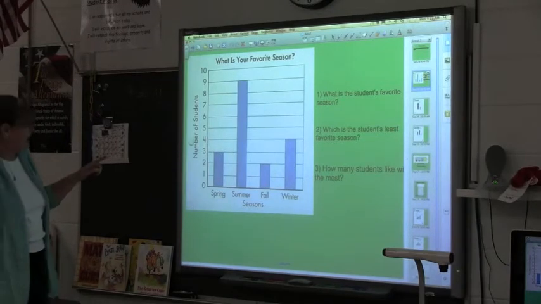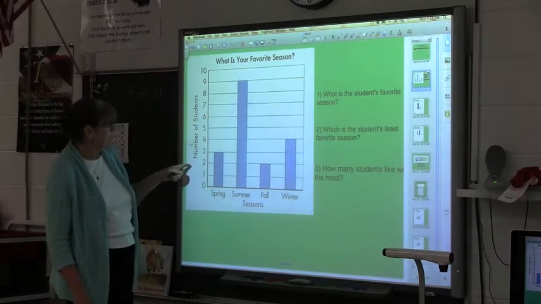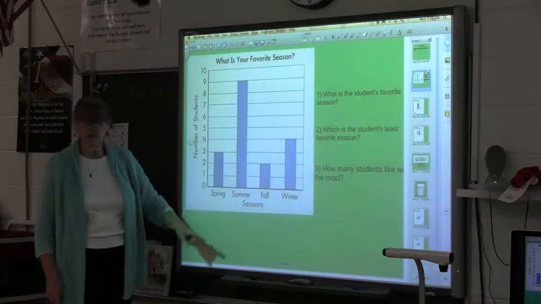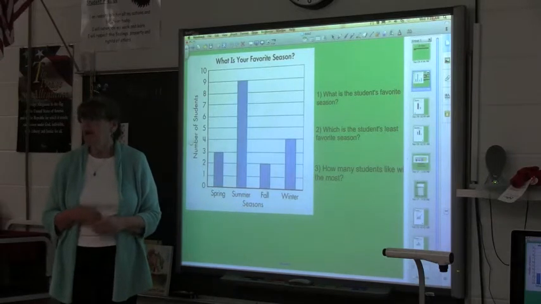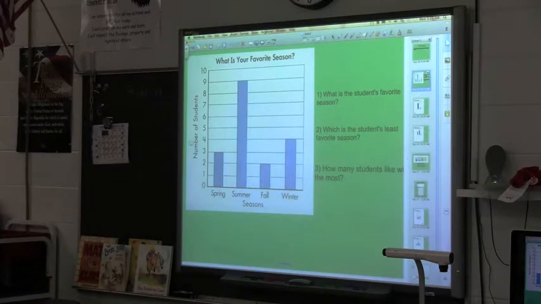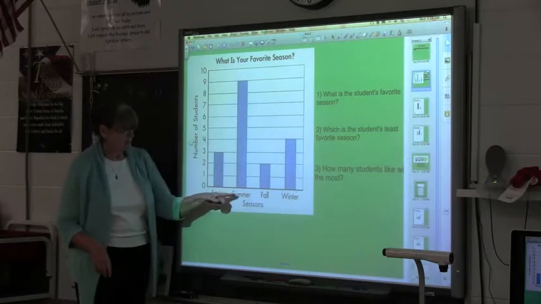You also have to have labels, and this tells you that on this side, we're graphing the number of students, and down here is the seasons. Okay, so those are the labels. And then you have to have something called intervals. And the intervals are the scales that you put on your graph to measure how many students answered the question in the different categories. So we have spring, summer, fall, winter.